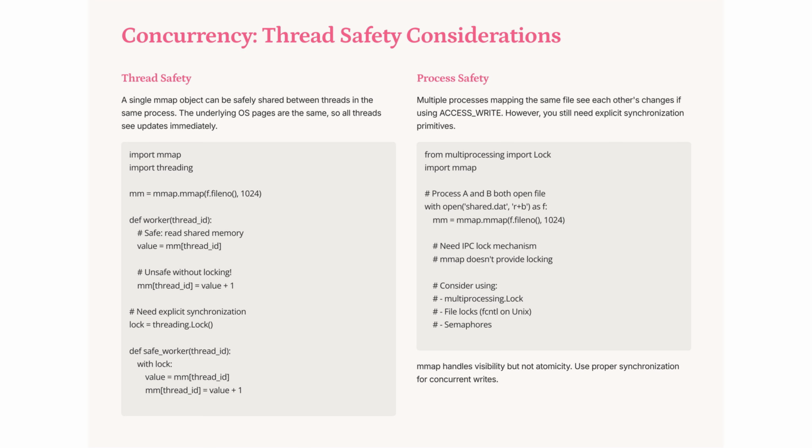Concurrency with mmap requires careful thread safety considerations. While mmap allows shared memory access, explicit synchronization is crucial. Use threading.Lock for threads, and multiprocessing.Lock or file locks for processes. mmap ensures visibility but not atomicity, so proper synchronization is essential for concurrent writes to prevent data corruption.